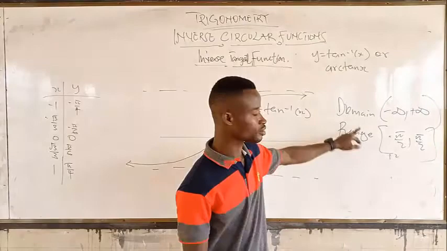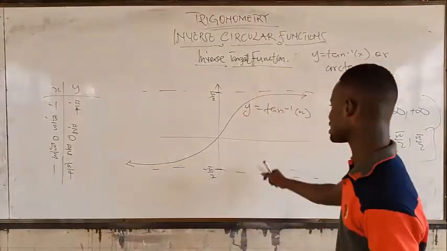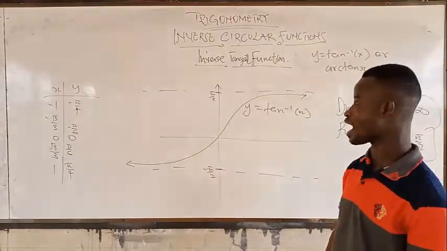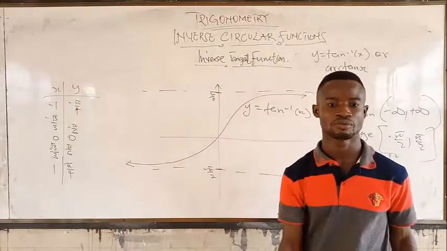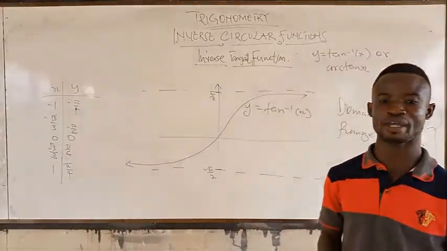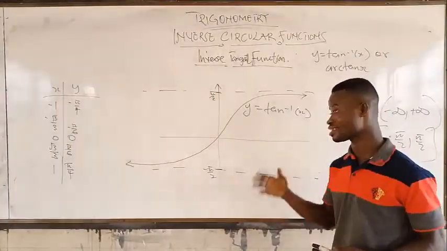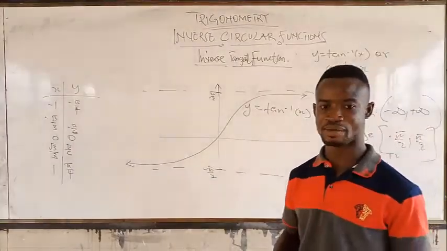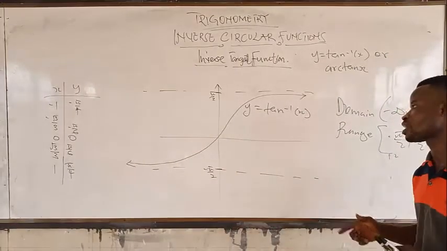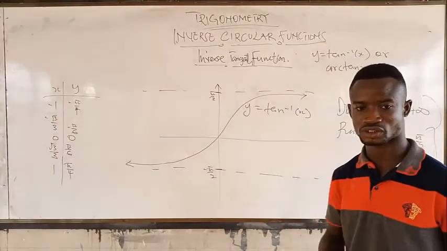And that is the domain. 2. Its x-intercept is 0 and its y-intercept is also 0. 3. The graph is symmetric with respect to the origin. Yes. You can see all that now. The graph is symmetric with respect to the origin. And if it's symmetric with respect to the origin, therefore it is an odd function.